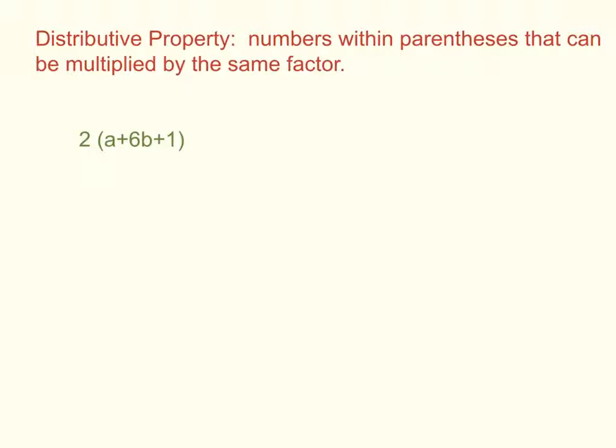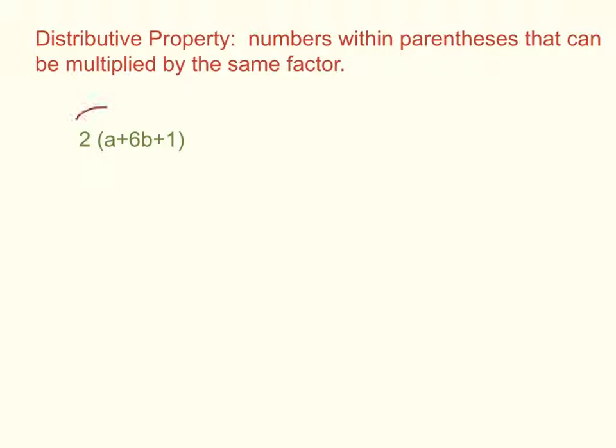Okay, for our last problem, we have 2 parentheses a plus 6b plus 1. So this problem looks a little different. We have 3 forms of numbers and variables placed into the parentheses. But again, it may look a little more challenging, but it's really easy. It's the same idea. We can't combine the numbers that are inside the parentheses, so we're going to multiply everything inside by the 2 on the outside.